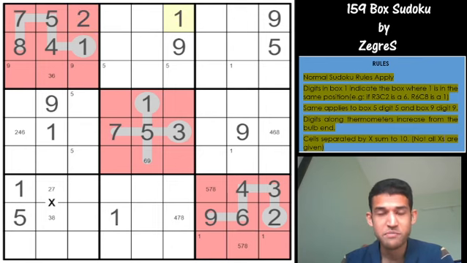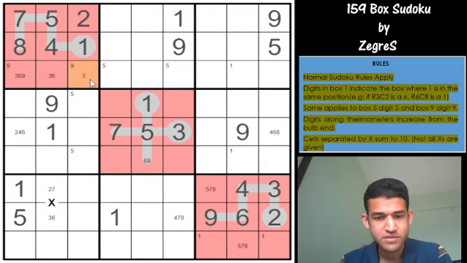I hope I don't make a mistake here. 1, 4, 8, 2, 5, 7. So we need 3, 6, 9 here. Okay, 3 is in these cells.